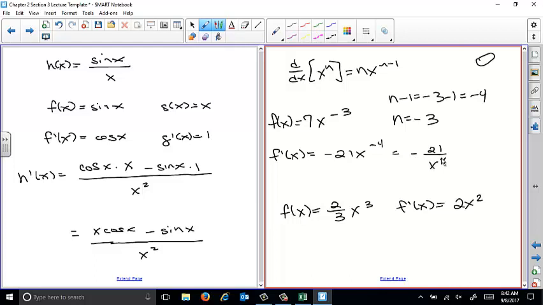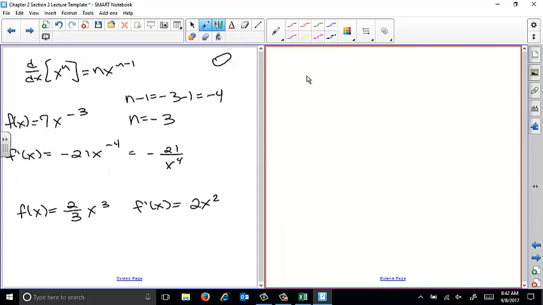So the answer for the second one is -21 over x to the 4th. The third problem, you'll simplify it by dividing every term in the numerator by the denominator. So you end up with this. You can't just divide it out one time. You have to divide every term. And then you'll rewrite the last term as x to the -1 power, and then take the derivative of each one of those.